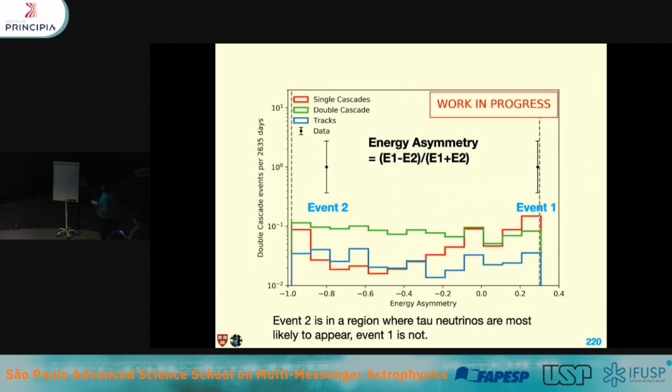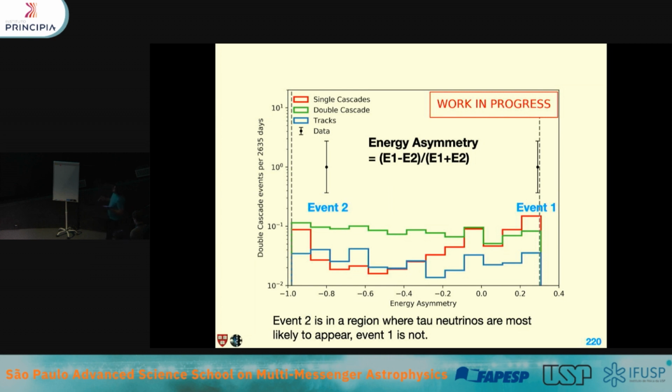Another way that we can differentiate double cascades from other events, so the concern here is tracks that have an unusual energy deposition. Remember that muons, when they travel through the ice or the water, lose energy stochastically. So it is possible that you have a muon that is very quiet, and then suddenly loses a lot of energy. That's very bad. So that's a problem.